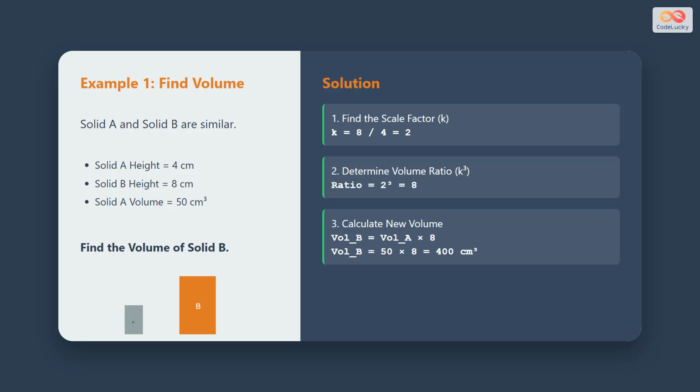Let us try a problem. We have 2 similar solids. Solid B is twice as tall as solid A. If solid A has a volume of 50 cubic centimeters, what is the volume of solid B? First, we find the scale factor. 8 divided by 4 is 2. Since we are dealing with volume, we cube that factor. 2 cubed is 8. Finally, multiply the original volume by 8. 50 times 8 gives us 400 cubic centimeters.